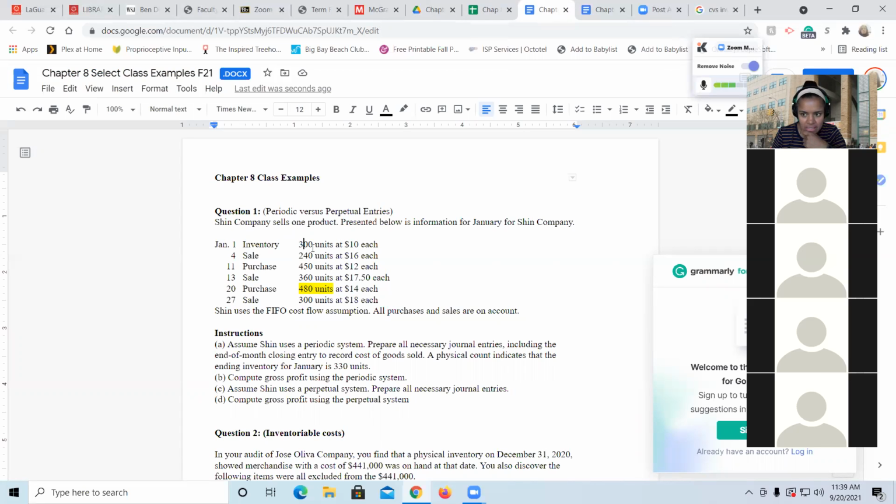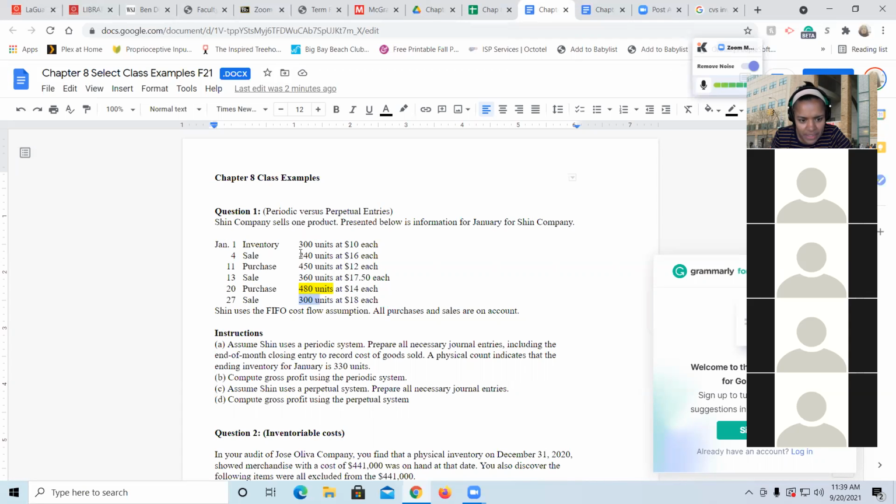That leaves 60 units behind. The 60 plus this extra 450, that's what's left behind, 510. So then when we sell another 360 units, that 360 units is coming from the earliest purchases, because the first thing to be purchased is the first thing to be sold. So the 360 units and the 240 units together make up 600 units. And then you have another sale over here, another 300 units.